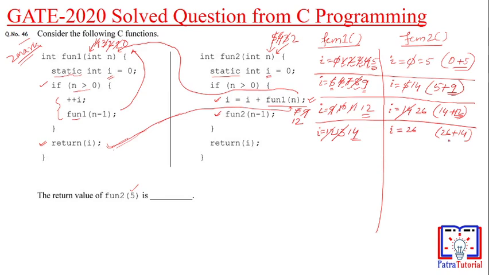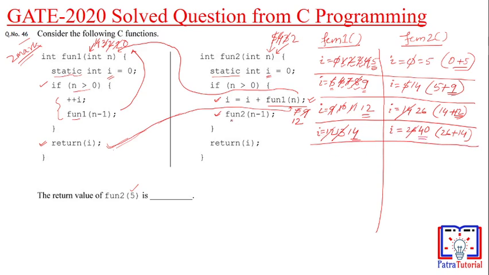26 plus 14 equal to 30? No. How come it is 30? 26 plus 4 is 30, plus 10 is 40, right? So this will be 40. Okay, fine, it is correct. So now the current value of I is 14 in function 1, and I is 40 in function 2.